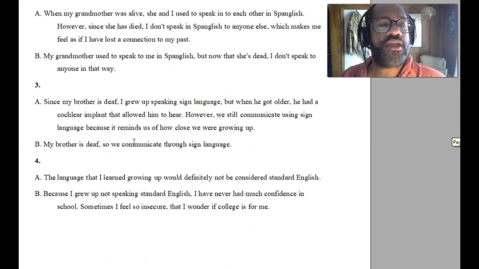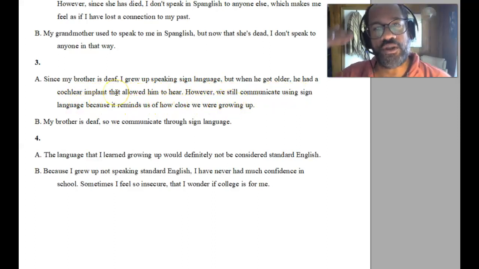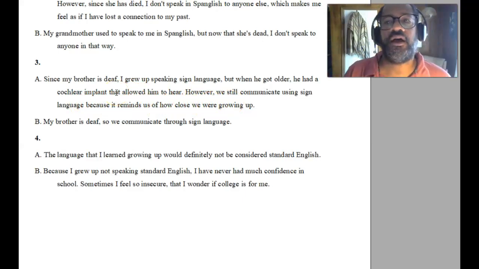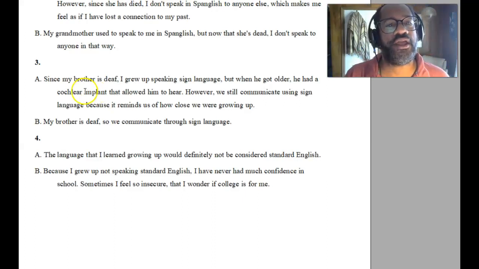All right, let's go to the next one. Since my brother is deaf, I grew up speaking sign language, but when he got older, he had a cochlear implant that allowed him to hear. However, we still communicate using sign language because it reminds me of how close we were growing up. A cochlear implant is a device that's implanted into people's ears, and in the back side of their head, that allows them to hear.